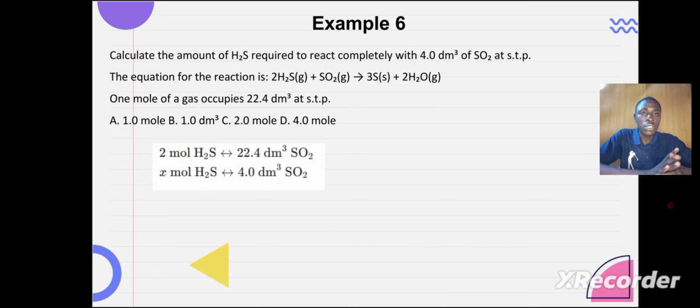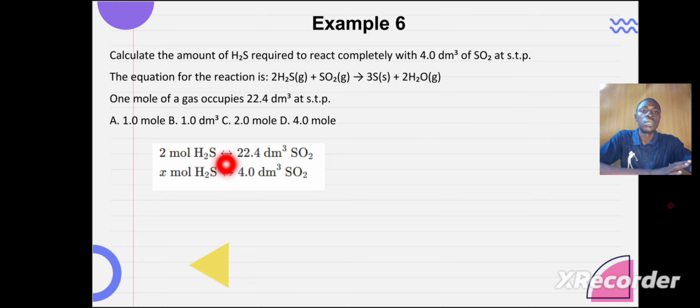So from the equation of the reaction, now remember, we are calculating the number of moles of hydrogen sulfide that will react with 4 dm cube of sulfur IV oxide. So number of moles, volume relationship is what we are doing, because that's what we are looking for. And then you are given volume. So both of them should be in your relationship so that you can easily take ratios. It's very, very important.